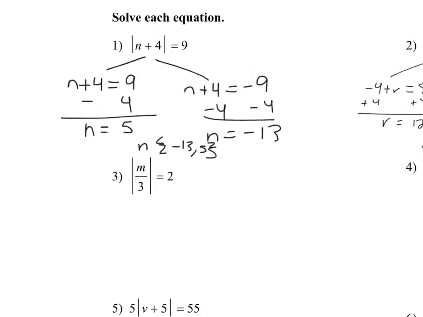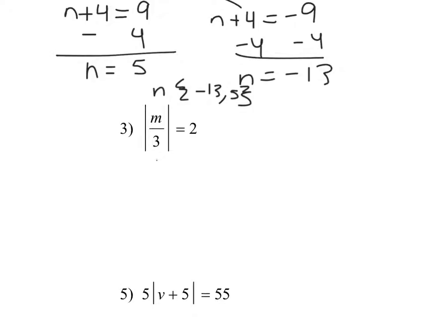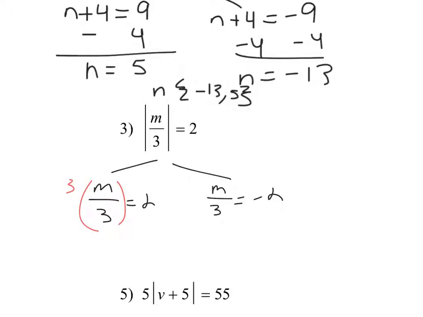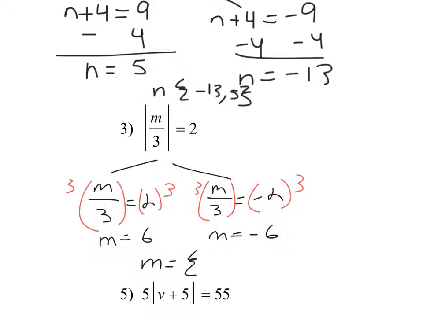That's it. Same with number 3, nothing by the absolute value bars, so we could just immediately split it. m over 3 equals 2, and m over 3 equals -2. So the way we'd get rid of division is by multiplication. We'd have to multiply both sides by 3. And if you do that, you get m equals 6 and m equals -6. So your solution set is going to be -6, 6.